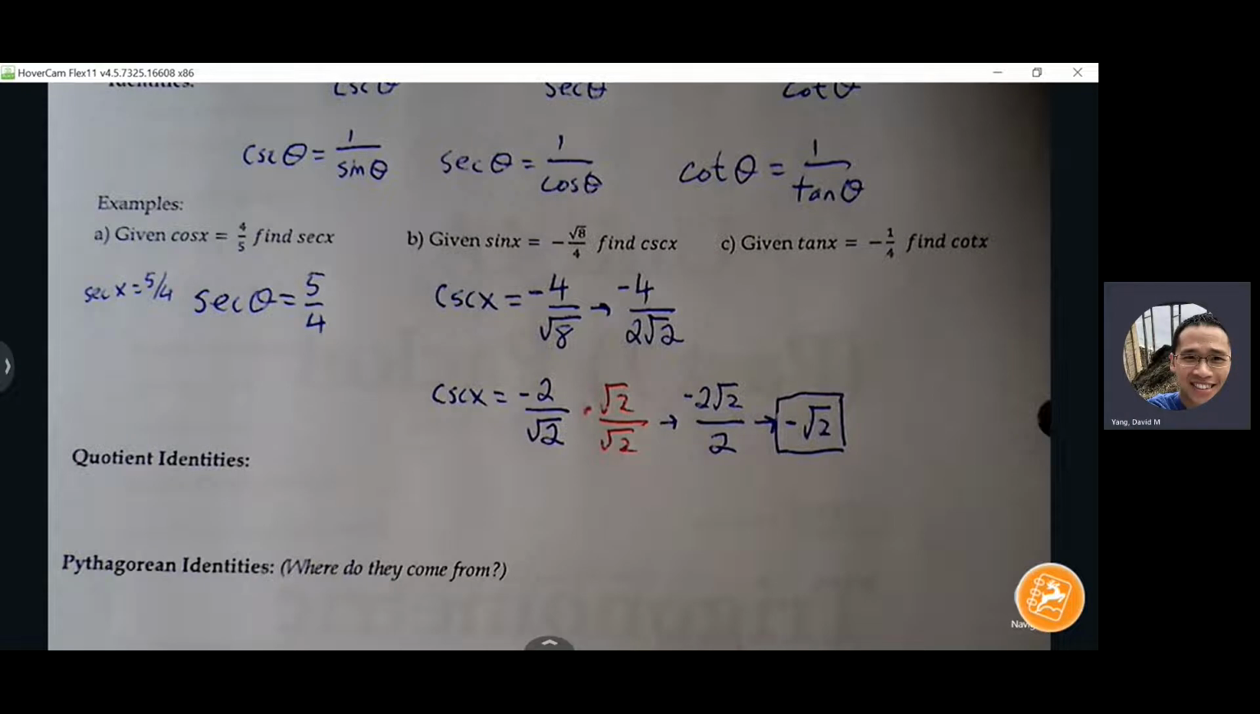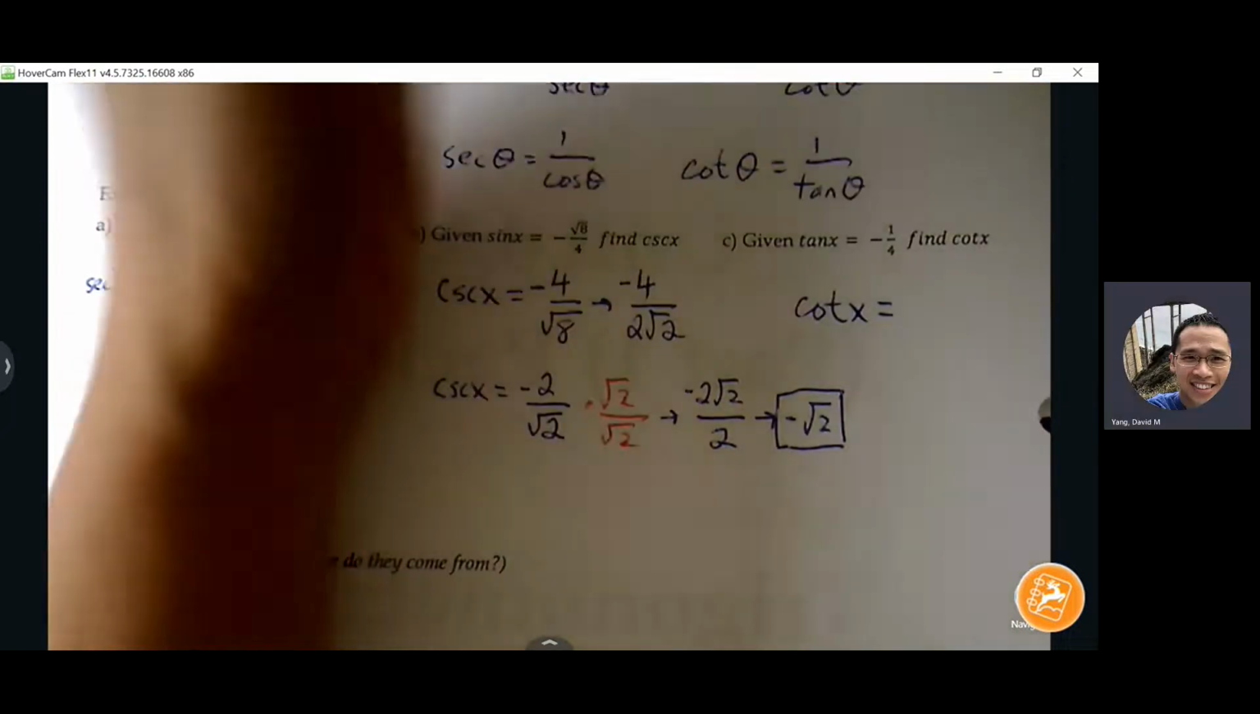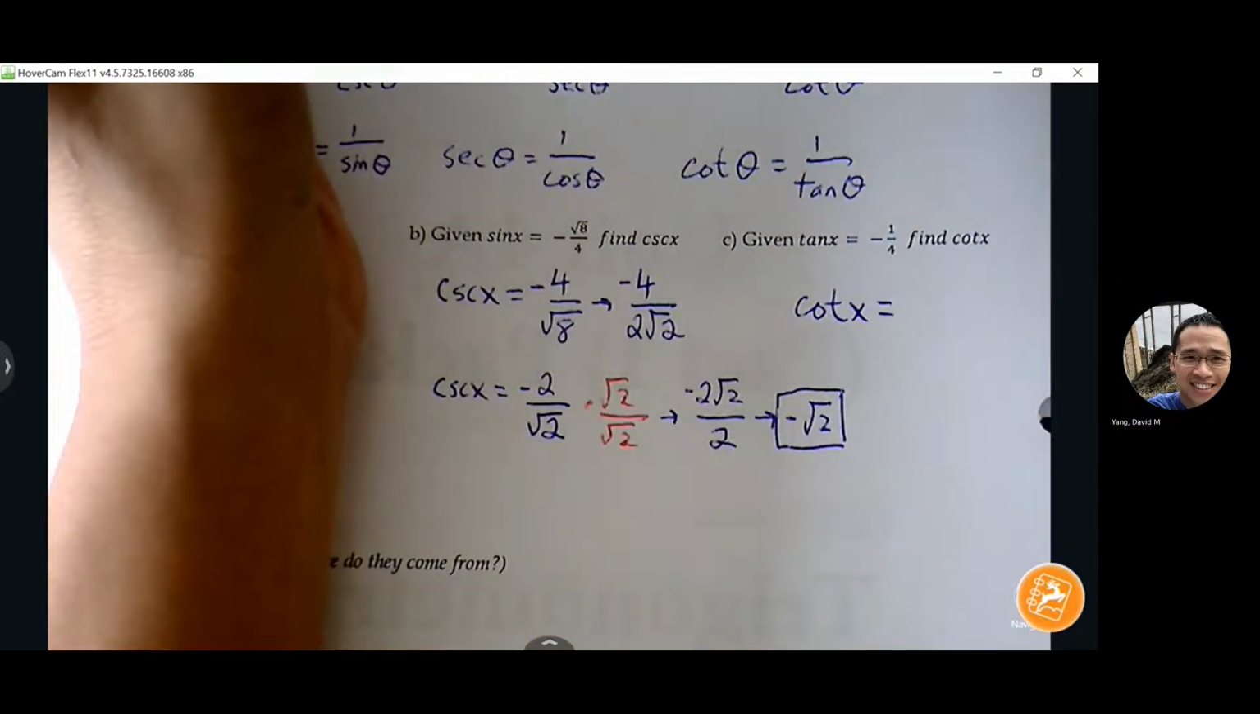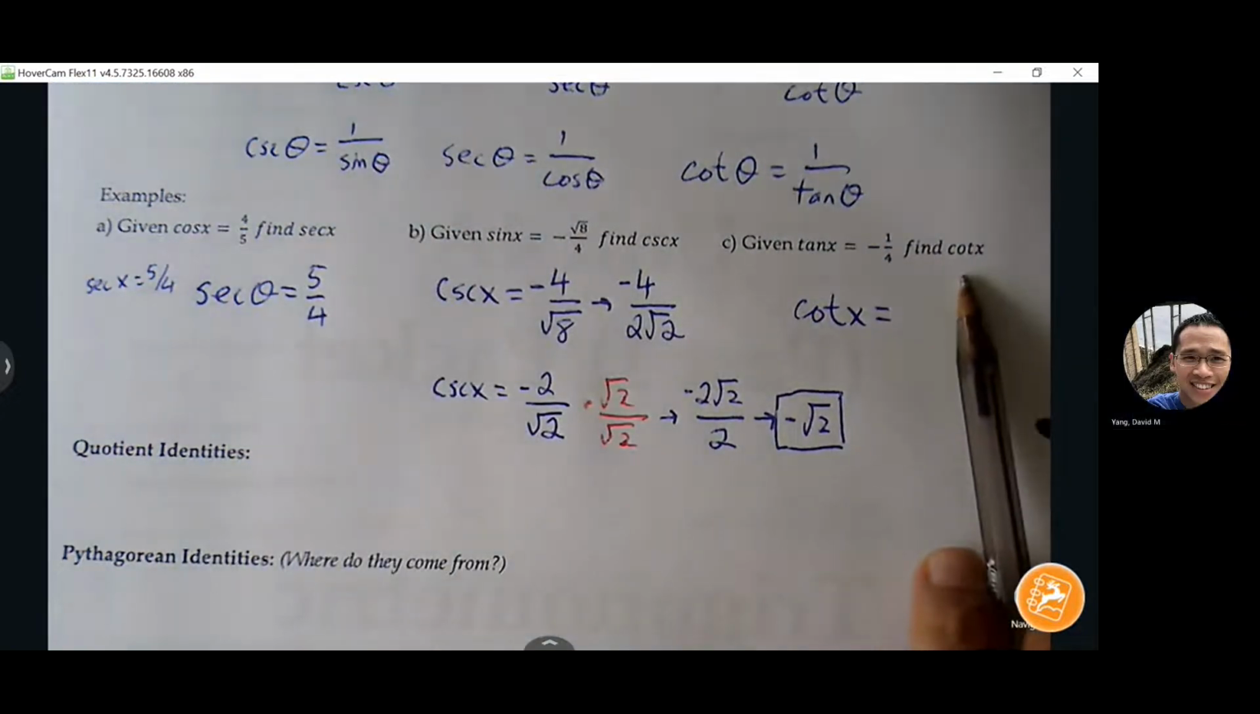Okay, tangent is negative 1/4, cotangent is just what? If tangent is negative 1/4, then cotangent is -4.